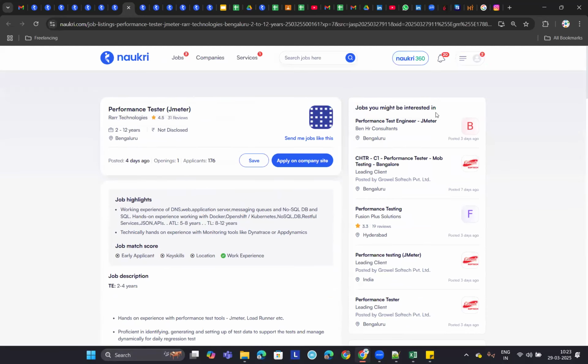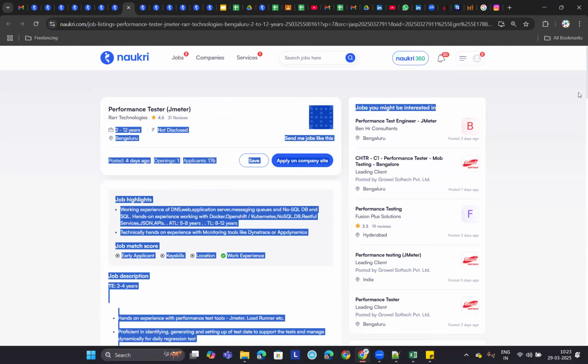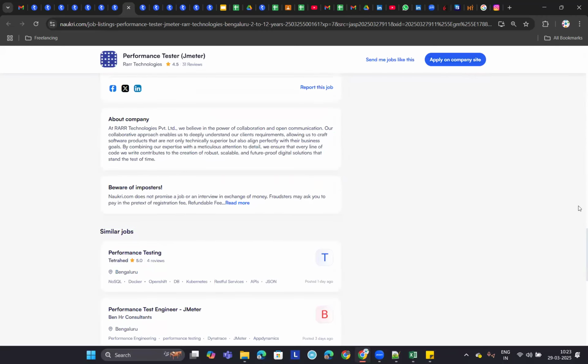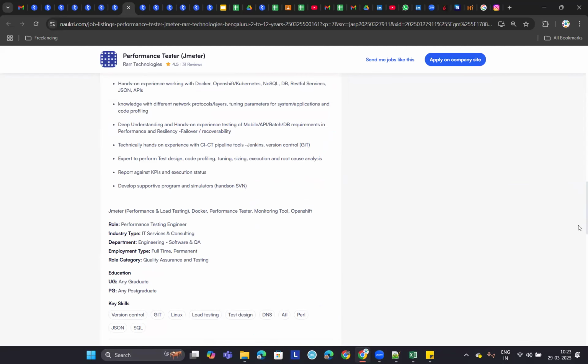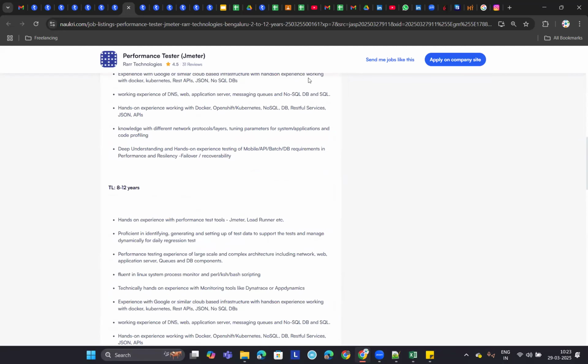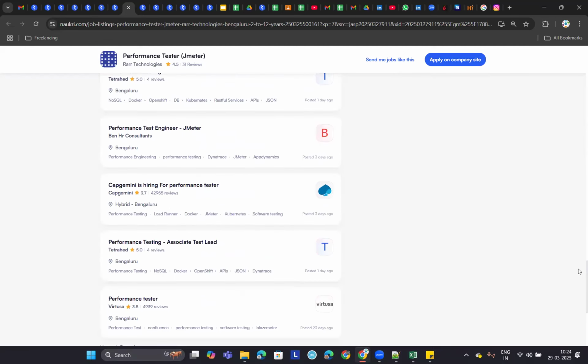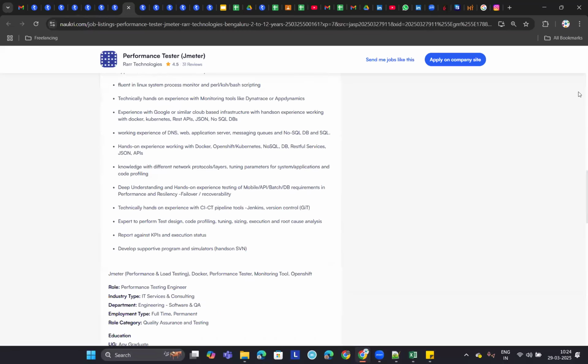So there are a lot of openings on the right side, jobs you might be interested in. And then if you scroll down also, there are a lot of openings. If you scroll down below each job posting in Naukri, you see a lot of openings. Any queries, guys?